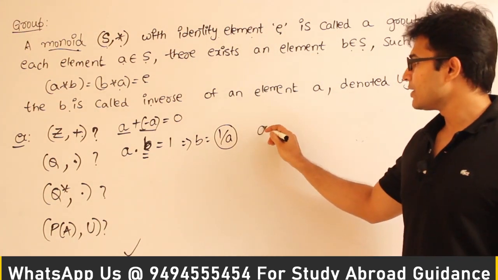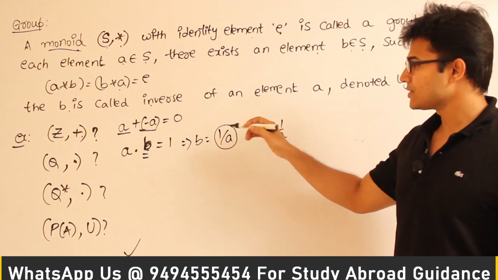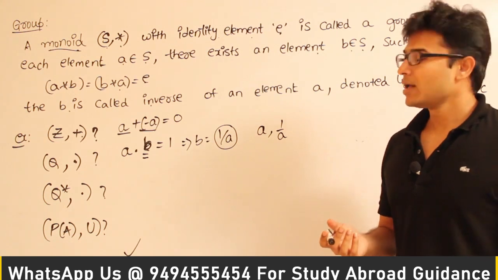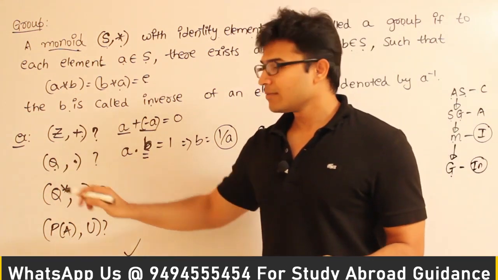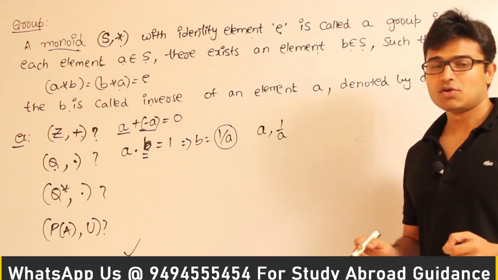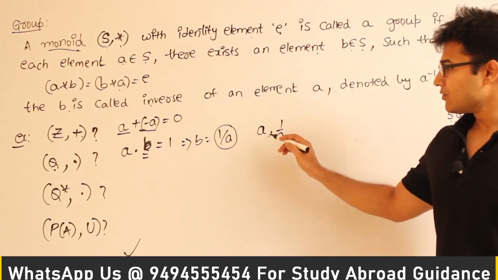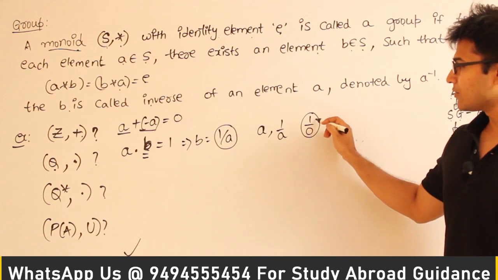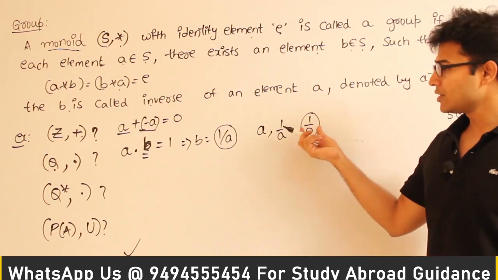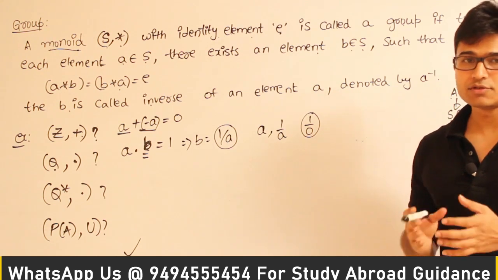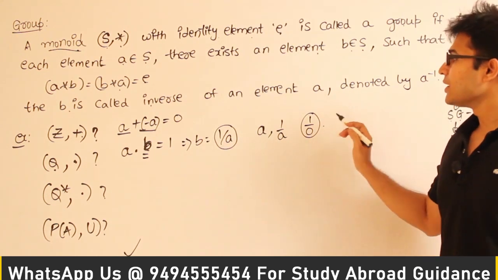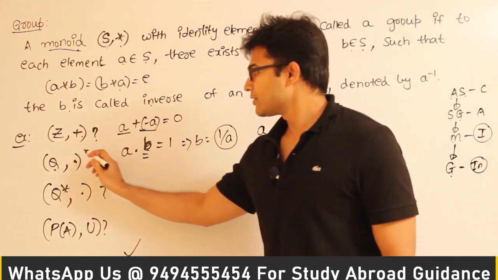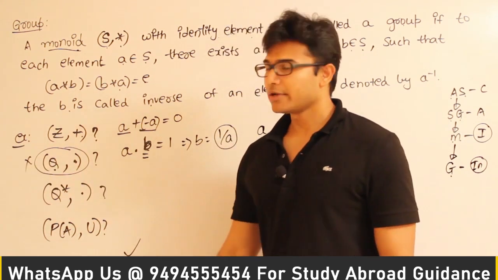So for every element A, if you have the element 1 by A which is present in the set Q, the set of all rational numbers, then we can say that it is a group. But the problem is Q contains all the numbers including 0. Therefore even for 0 the inverse should exist. But if you try to find the inverse of 0 using this rule, you will get that the inverse of 0 is 1 by 0. But 1 by 0 does not exist. 1 by 0 is not present in rational numbers. It is infinity. There is no number called infinity. Got it? Therefore since for 0 we don't have an inverse, we cannot say that this particular set is a group over this operation star.